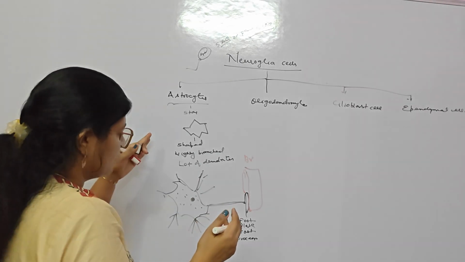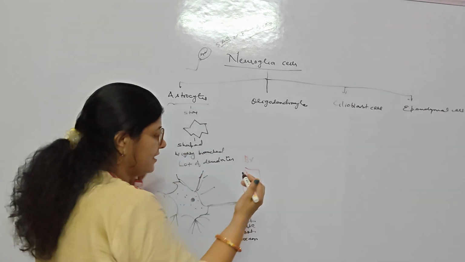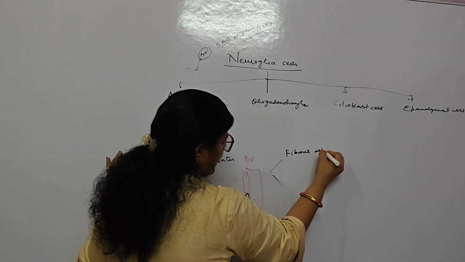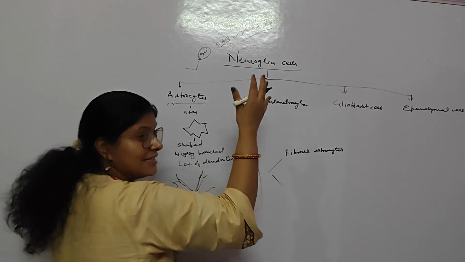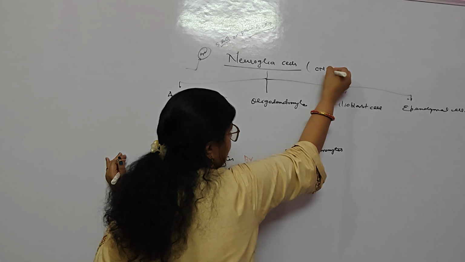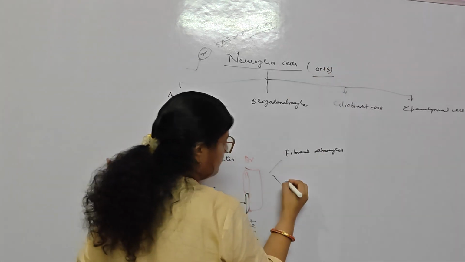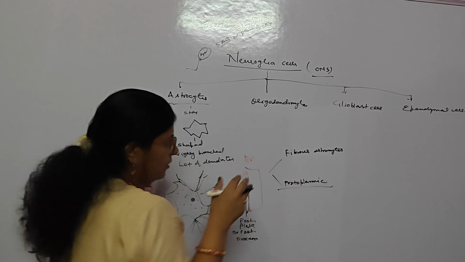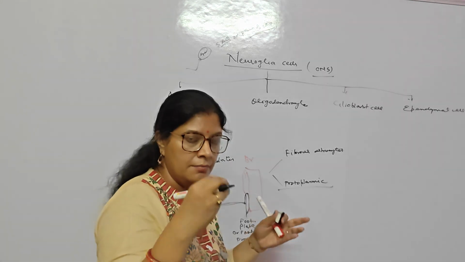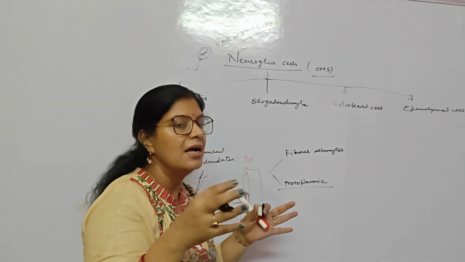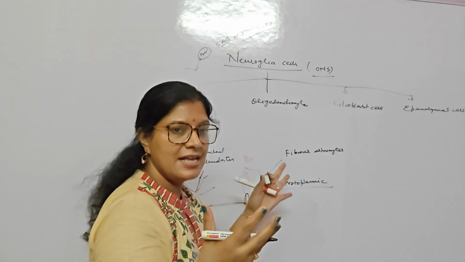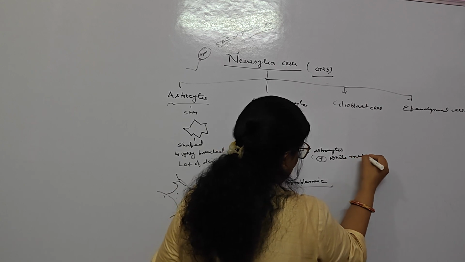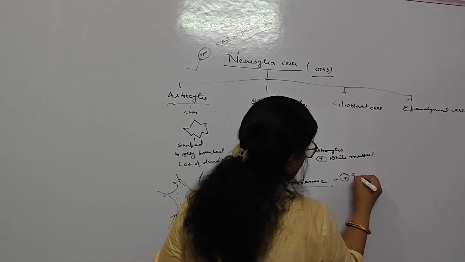Now these astrocytes can be differentiated again into two types: fibrous astrocytes and protoplasmic astrocytes. Mind it, this is the classification in the central nervous system, not in the peripheral nervous system. The fibrous astrocyte is present in white matter, and the protoplasmic is present in your gray matter.